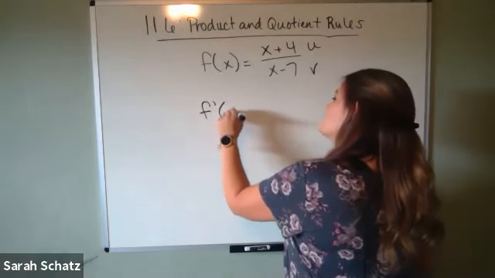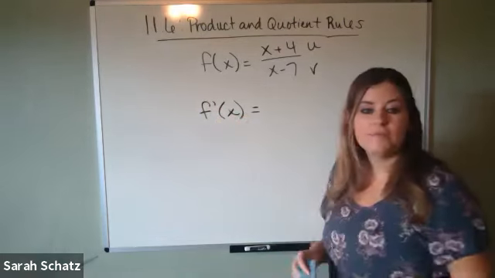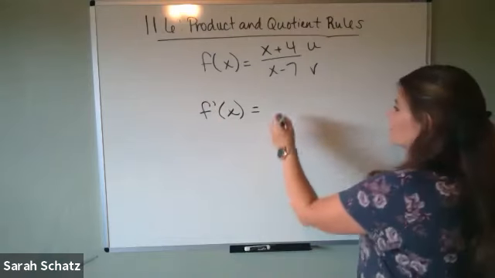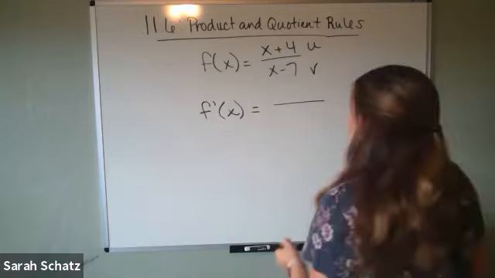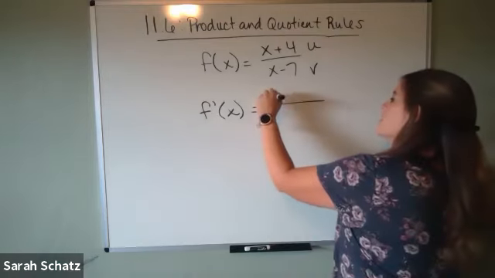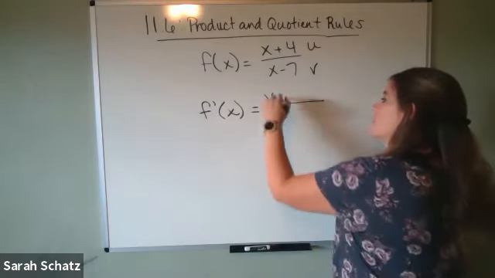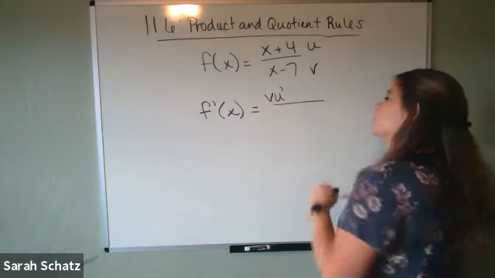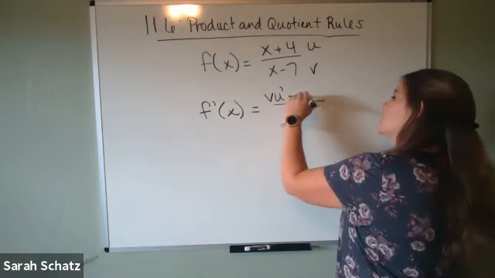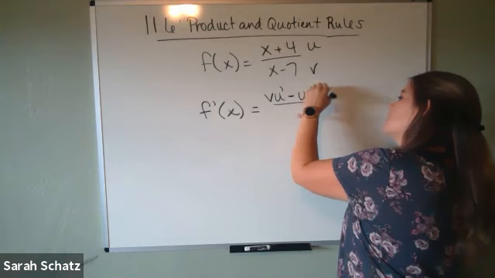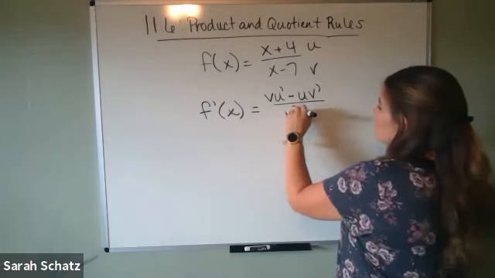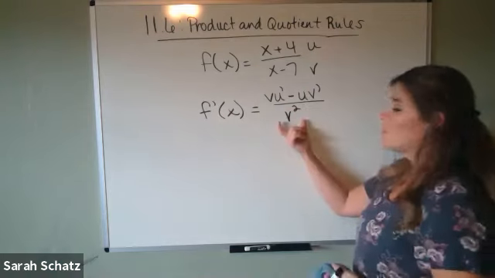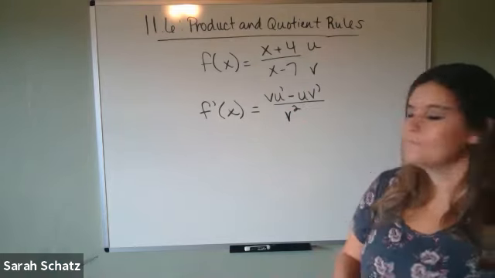To find the derivative of this quotient, it's going to end up being a quotient anyway. But on top, this is what I'm going to have: v times du minus u times dv. On the bottom, I'm going to have v squared, so the whole function v just squared.